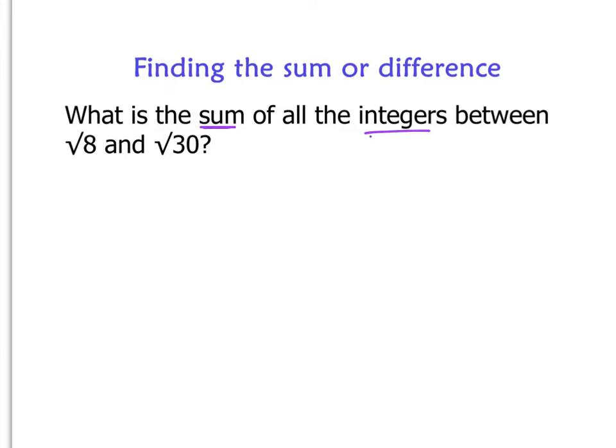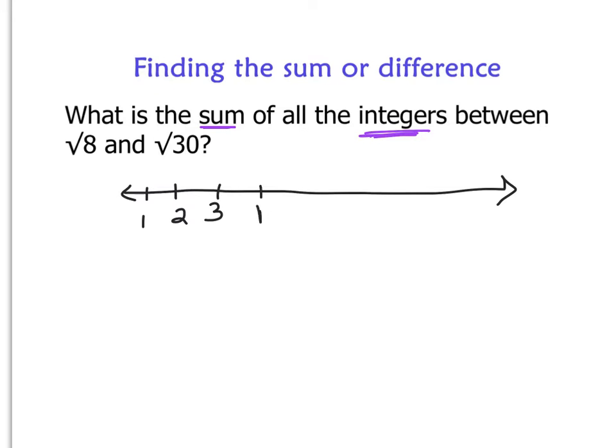So to figure out what integers those are in between, the first step I should do is create a number line. So on your paper as well, go ahead and create a number line. Now I know the square root of 8. So first of all, in my positives, my square root of 8 is small. So I'm going to go ahead and start my number line at 1. I don't need any negatives.